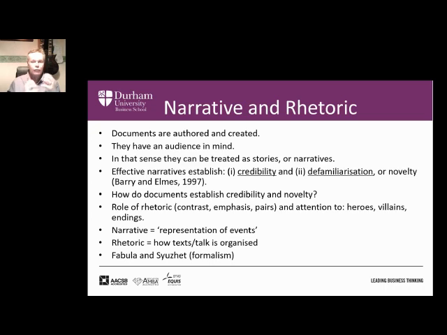So in a narrative you have a representation of events, so there are the events that are communicated, but you also have them represented in a certain way. And part of that will be about how things are contrasted, emphasised, and so on. So narrative is like the content of what's told together with how that content is put together. Rhetoric is how texts or talk are organised.